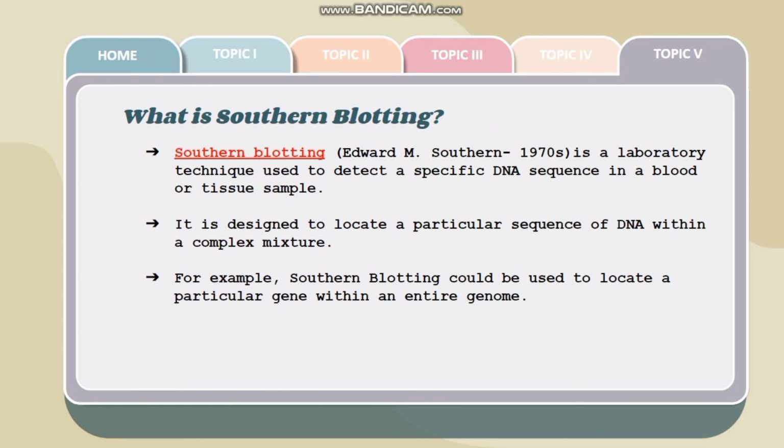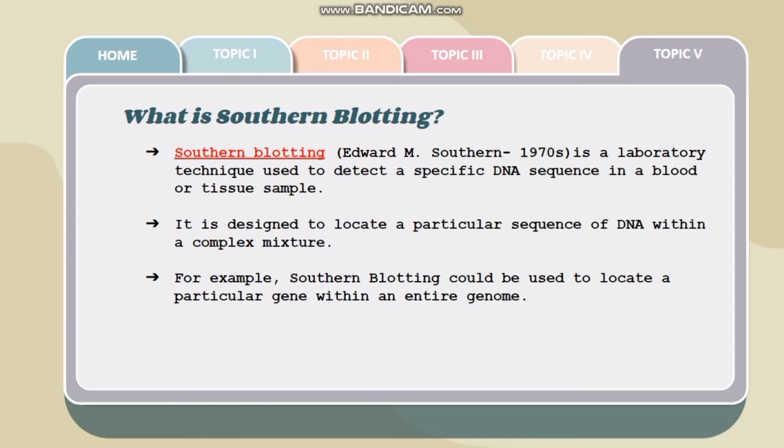Since we are already done with gel electrophoresis, we will now proceed to southern blotting. Southern blotting is a laboratory technique used to detect a specific DNA sequence in a blood or tissue sample. It is designed to locate a particular sequence of DNA within a complex mixture. For example, southern blotting could be used to locate a particular gene within an entire genome.